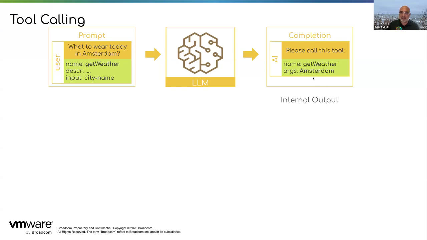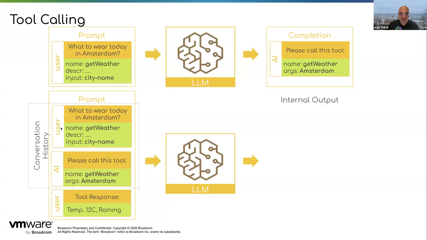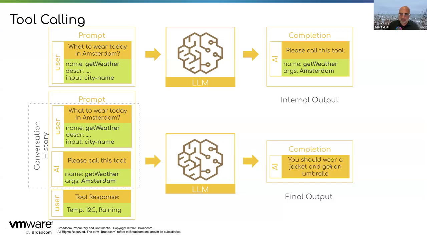So that goes back to the app. Spring AI will invoke that tool for you. And so that tool could say something like it's 12 degrees and raining as the tool response. But in the next request, we also include the previous conversation history. So now the model knows you're asking what to wear today in Amsterdam, but it also knows what the current temperature, the weather in Amsterdam, is. So it could say something like wear a jacket and get an umbrella, right?